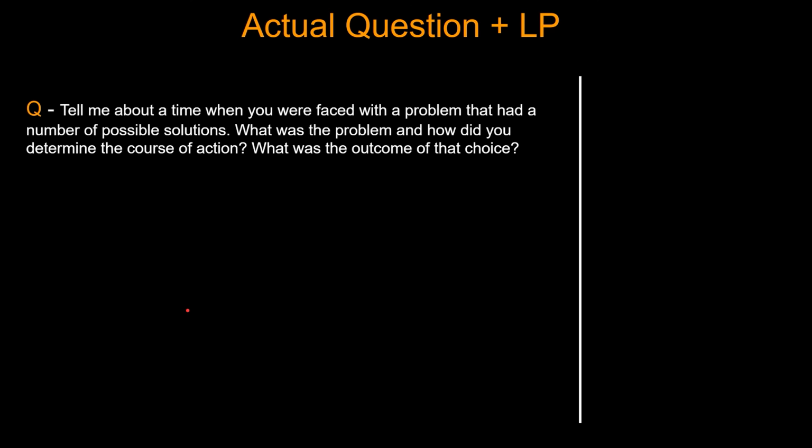So the question is, tell me about a time when you were faced with a problem that had a number of possible solutions. What was the problem and how did you determine the course of action? And what was the outcome of that choice? Okay, so pretty common question, right? So the same question could be like, tell me one project that was difficult and that you achieved. Tell me a time when you had to choose one technology amongst multiple and how did you choose it, right? There are different variations to that.